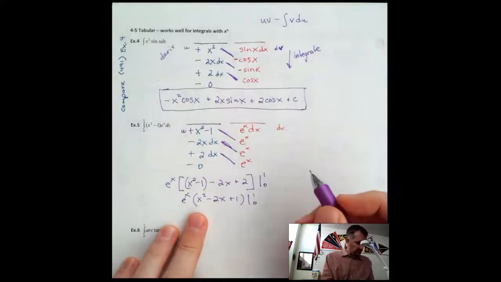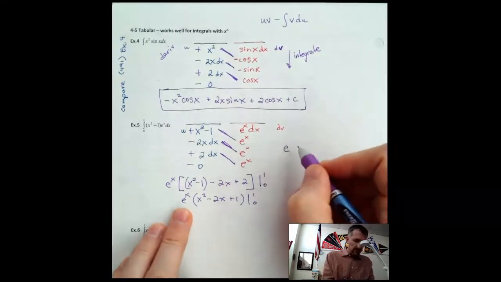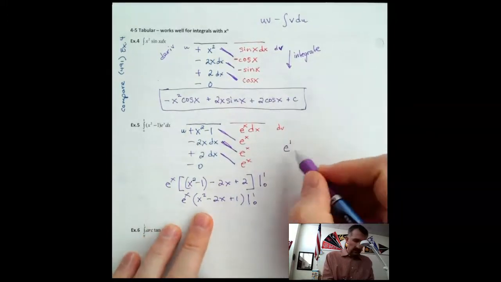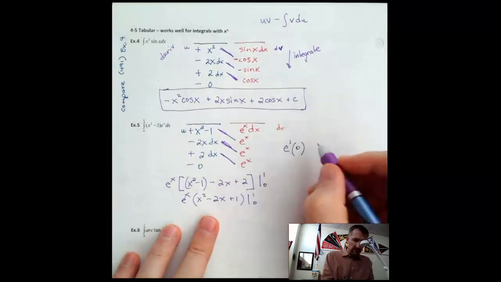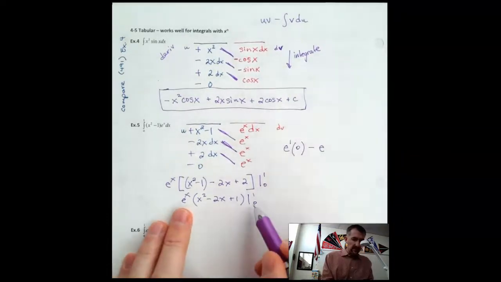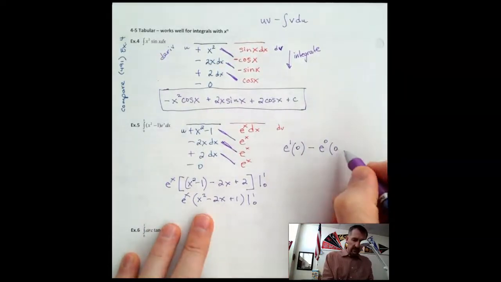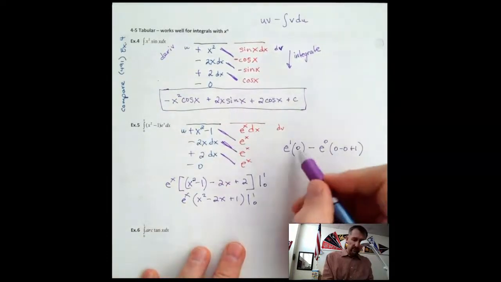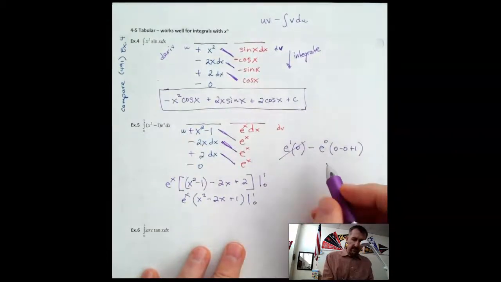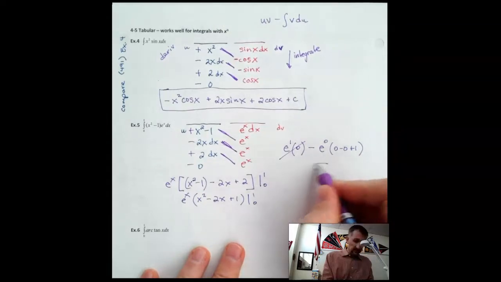So if we plug in 1, we're going to get e to the first. And then if we plug 1 in here, we're going to have 1 minus 2 plus 1. So that's going to be 2 minus 2, that's 0. That's a little awkward. Minus e, plug in 0, e to the 0. And if we plug in 0 here, that's going to be 0 minus 0 plus 1, which is just 1. So 0 times, that's 0. And that is just 1. So that's negative 1.